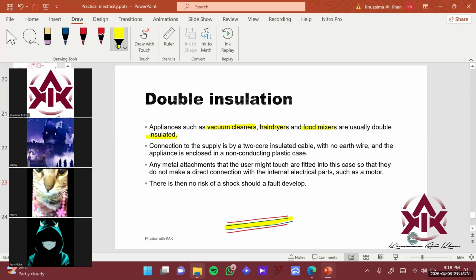The wire comes in contact with your hand multiple times when you use a vacuum cleaner or a hair dryer, right? So it should contain double layers of insulation to protect you from electrical shock, right? The connection to the supply is by a two core insulated cable with no earth wire, and the appliance is enclosed in a non-conducting plastic case, right? Any metal attachments that the user might touch are fitted into this casing so that they do not make a direct connection with the internal parts.